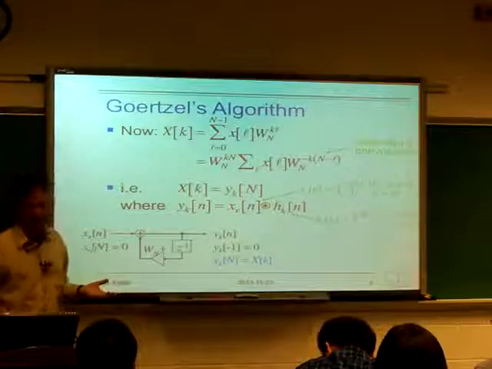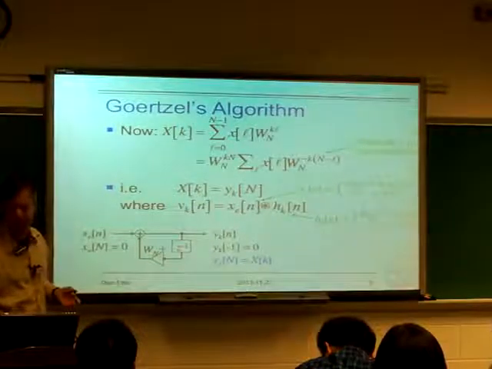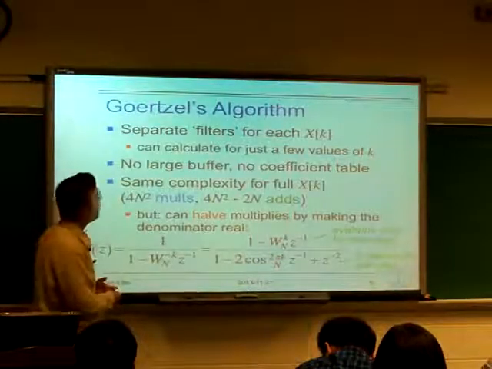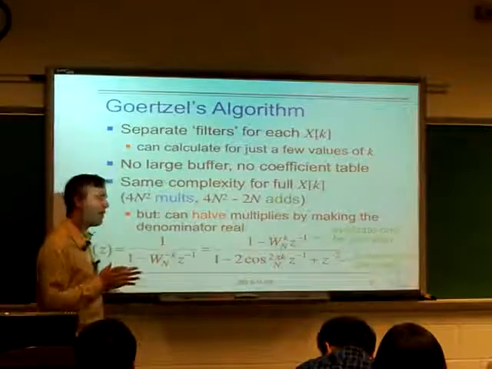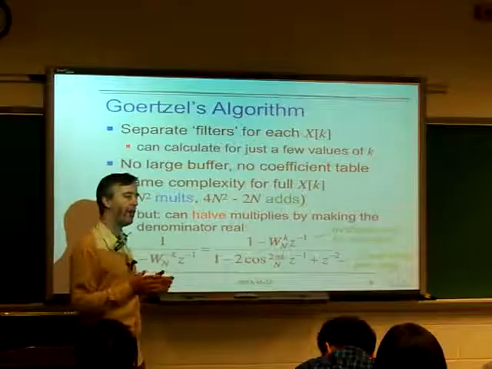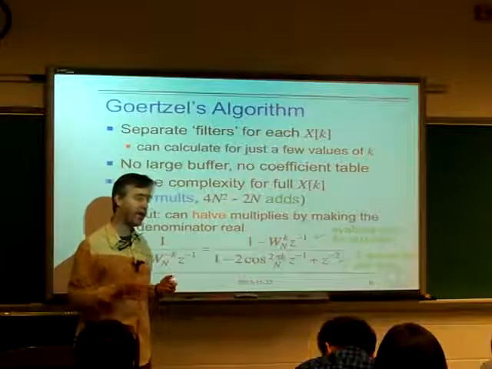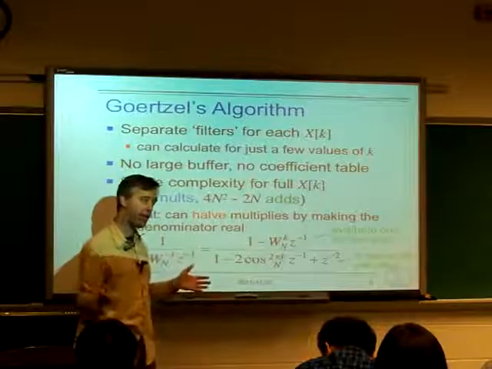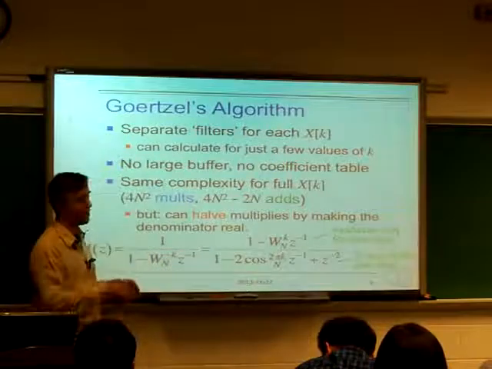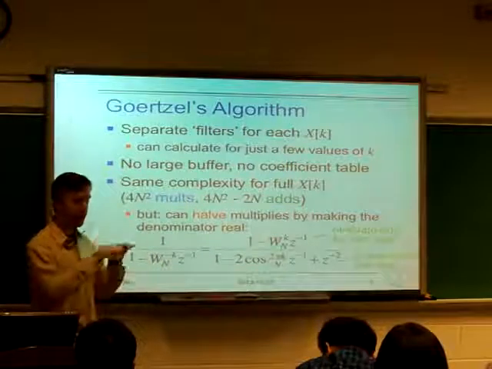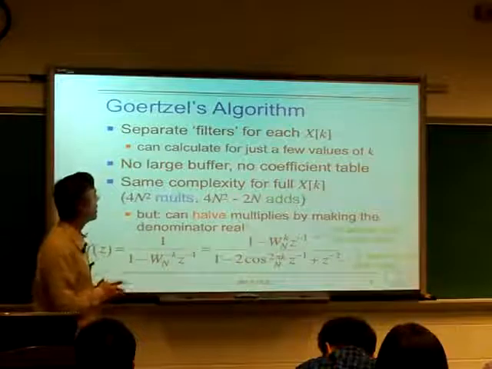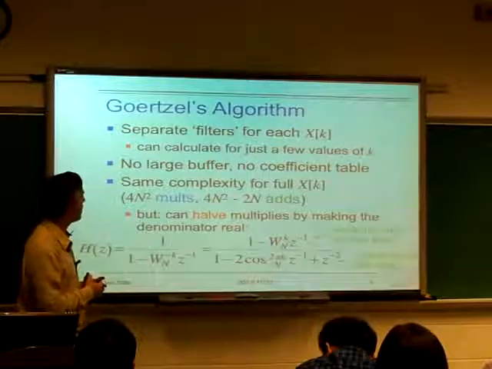Okay, well that's curious, but why talk about it? Well, there are a few things that are nice about this. So, firstly, if we want to calculate some specific values of X of k, some specific DFT bins, but we don't necessarily want to calculate the whole DFT, well, this gives us a way to calculate each one individually. We just build one of these simple filters for each of the X of k's that we care about.